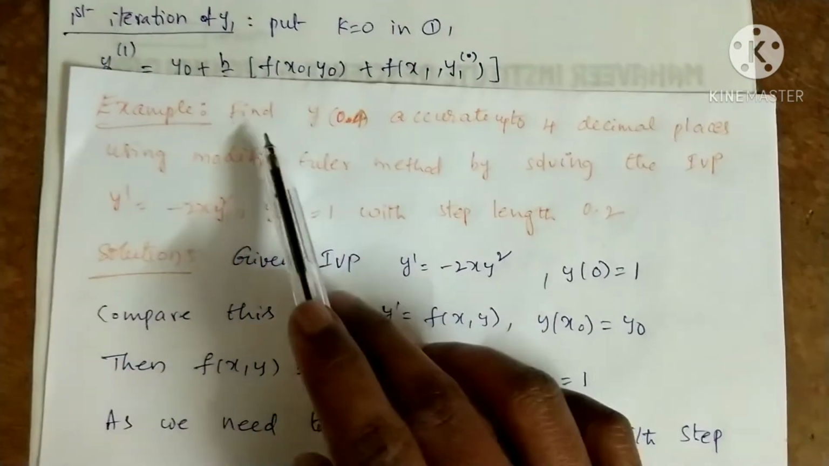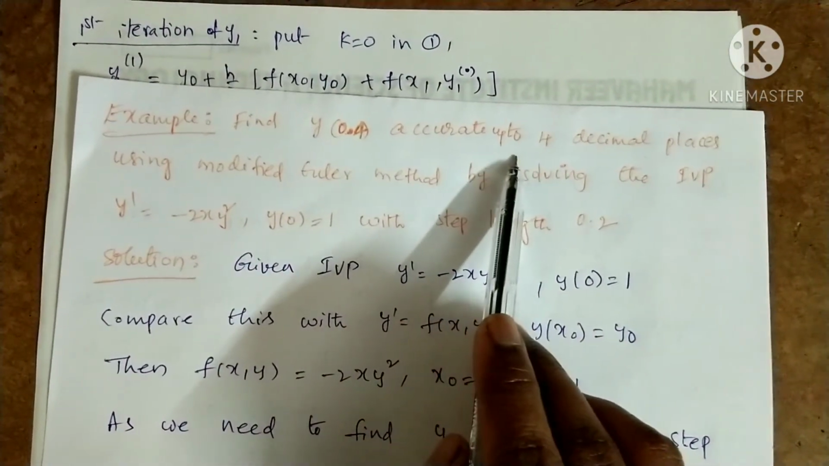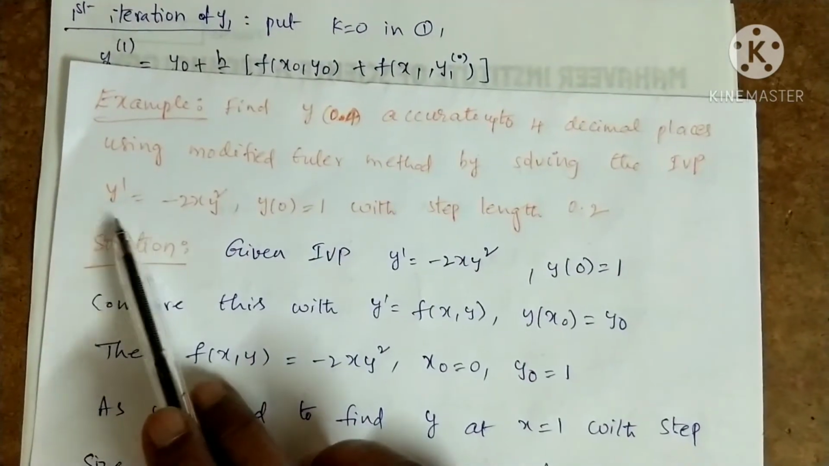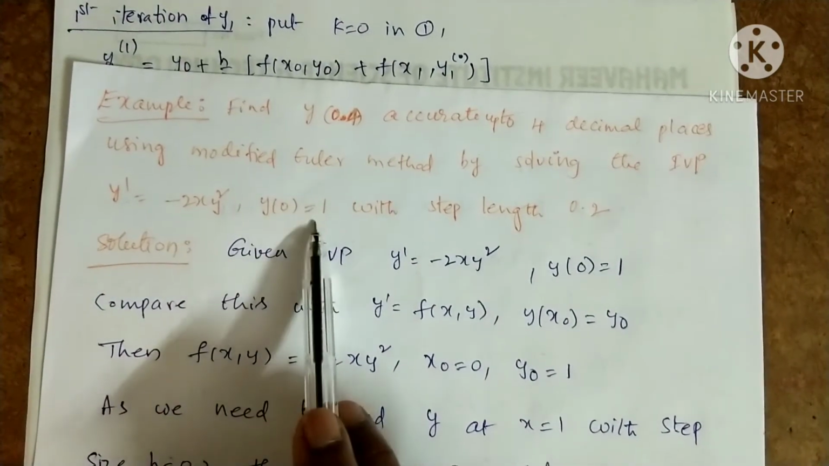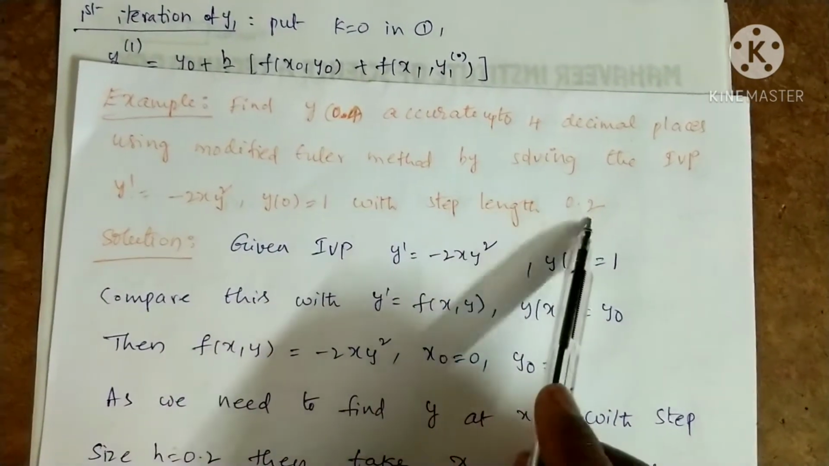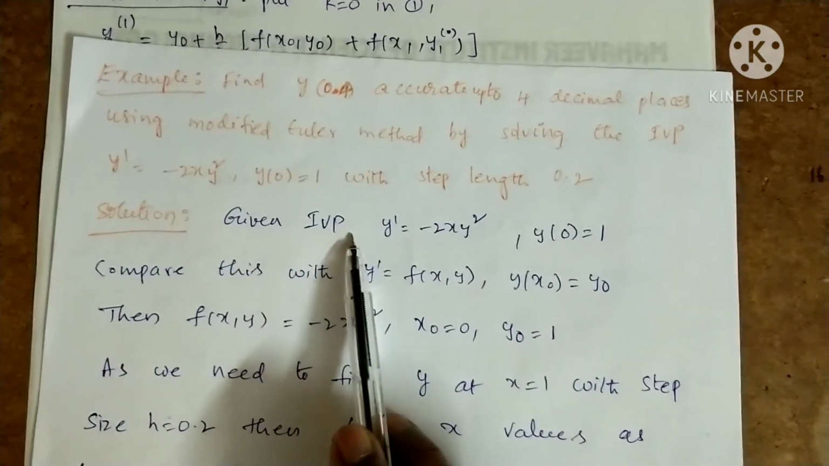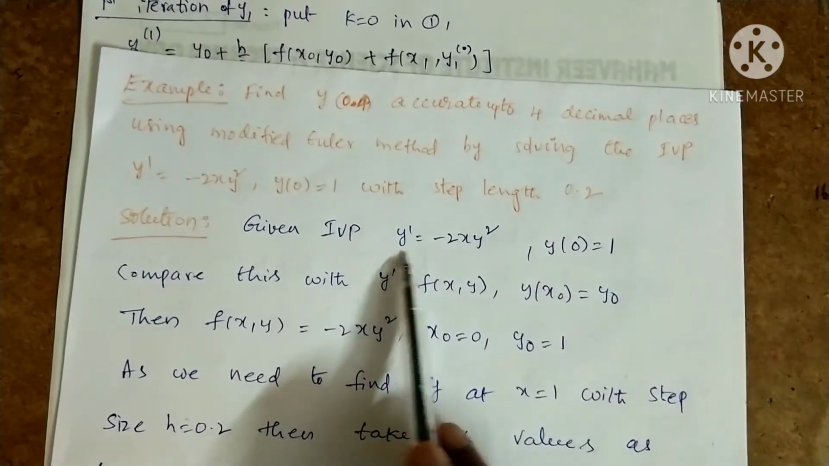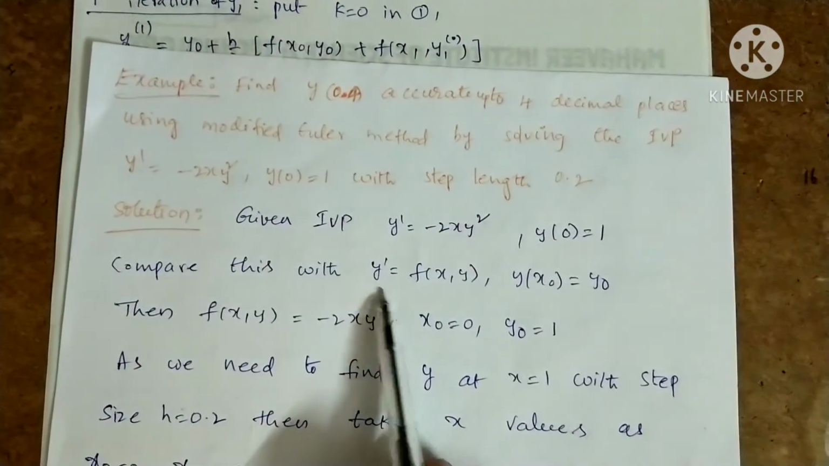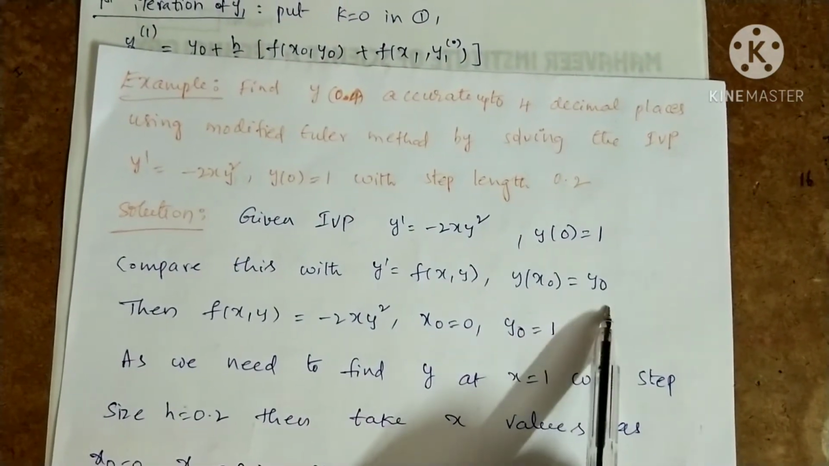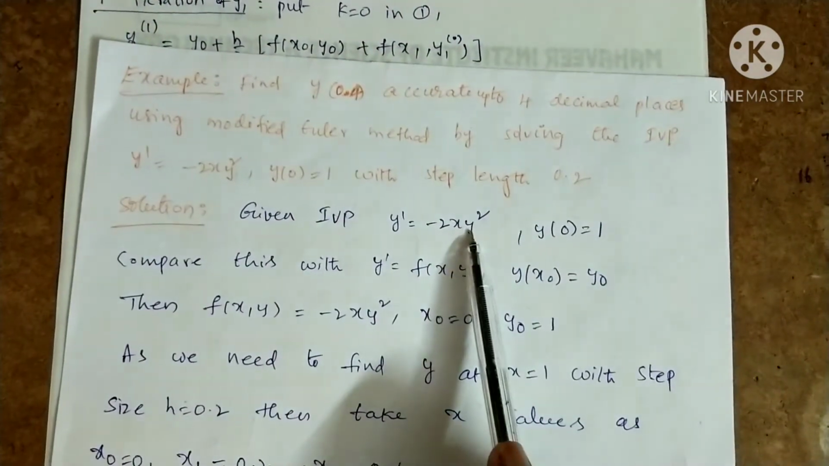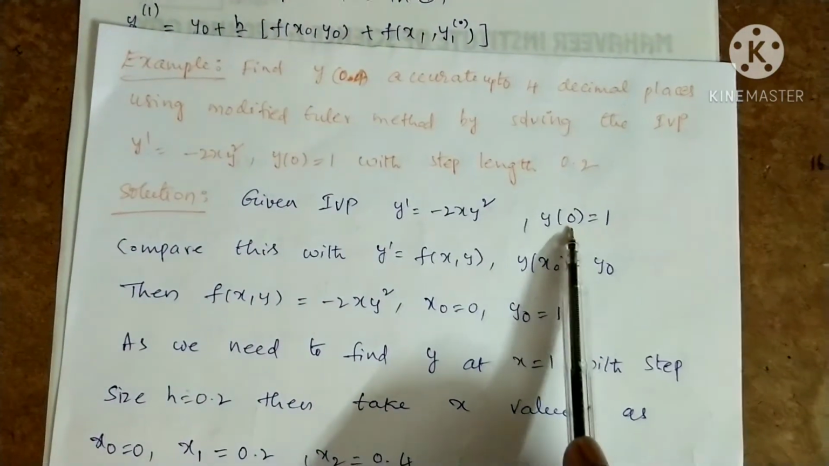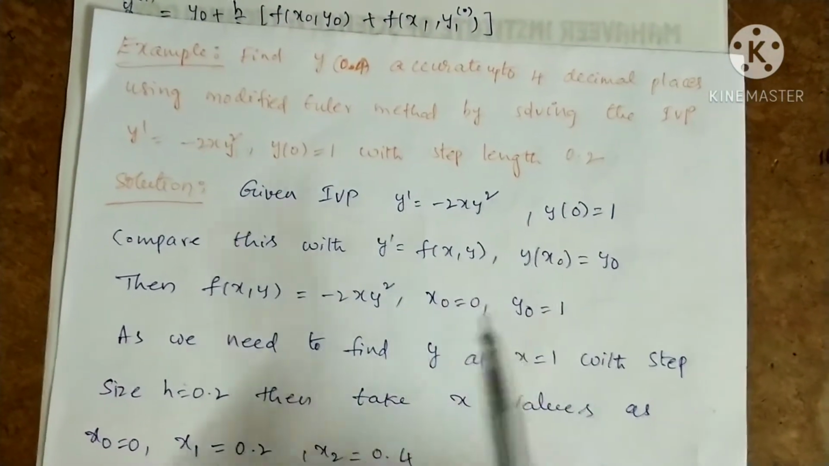Let us see an example. Find y(0.4) accurate up to 4 decimal places using the modified Euler method by solving the initial value problem y' = -2xy², y(0) = 1, with step length 0.2. Let us write our initial value problem y' = -2xy², y(0) = 1. We compare this first order differential equation with y' = f(x, y), y(x0) = y0. By comparison, -2xy² is our f(x, y), x0 is 0 and y0 is 1.